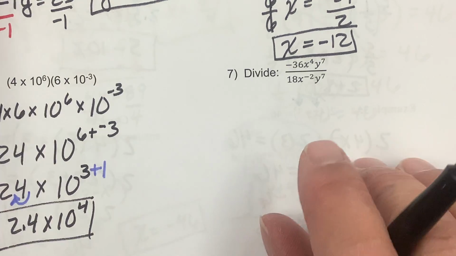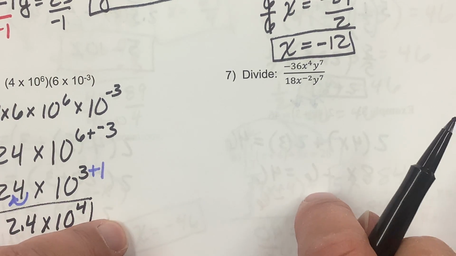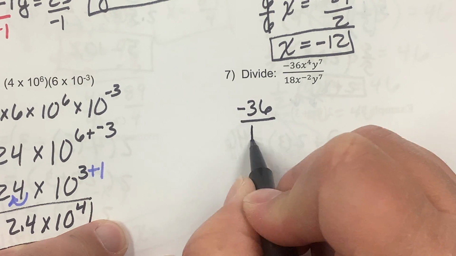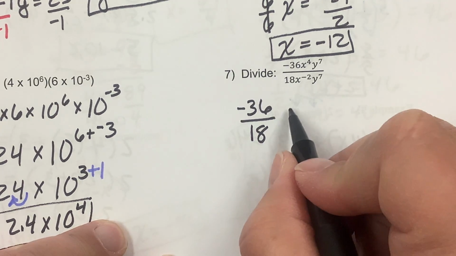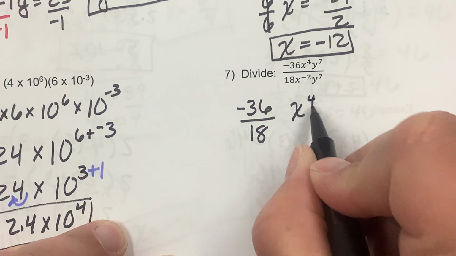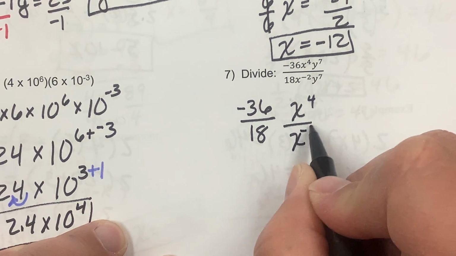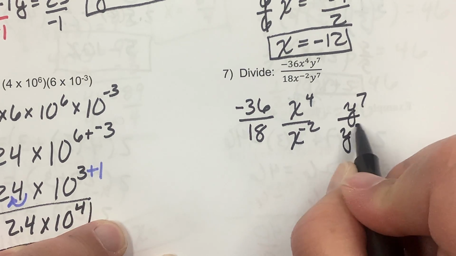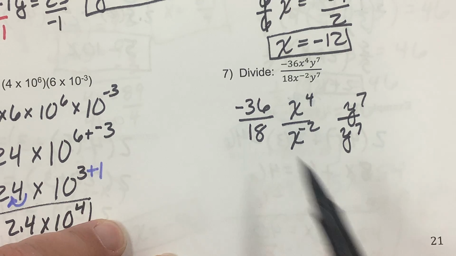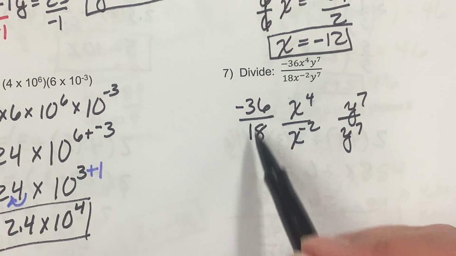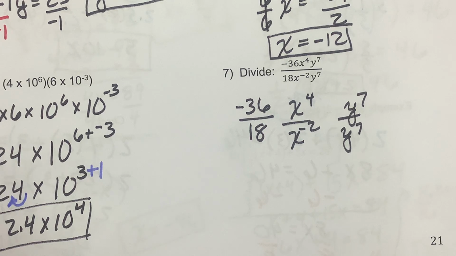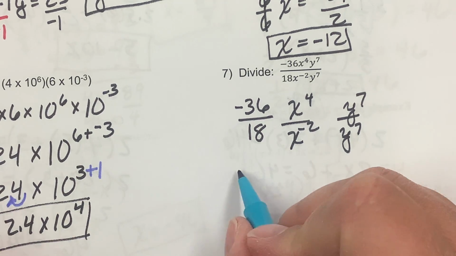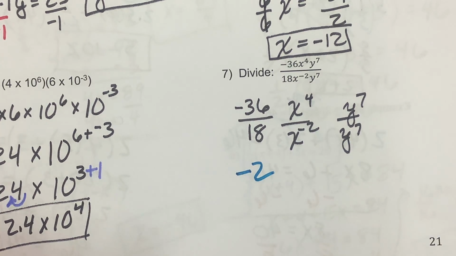But this is even more fun. I like this problem. Now I'm going to do it in little chunks. Negative 36 divided by 18, and x to the 4th divided by x to the negative 2nd, and y to the 7th divided by y to the 7th. Now with division, you divide the number. Negative 36 divided by 18 is negative 2. So that number there is going to be just boring old negative 2.